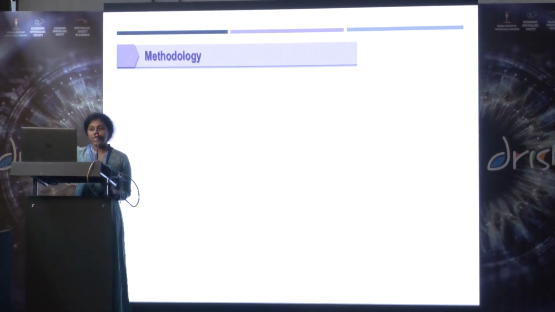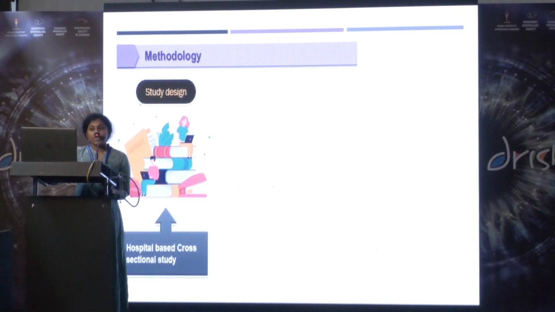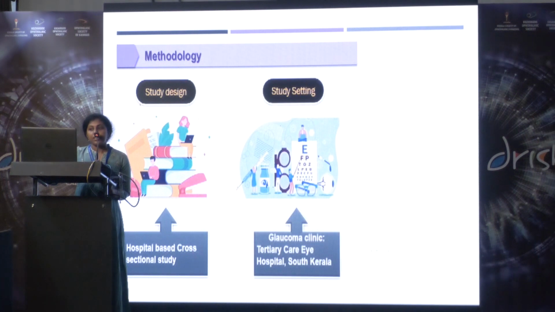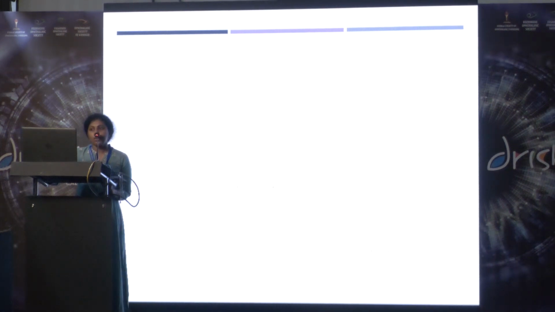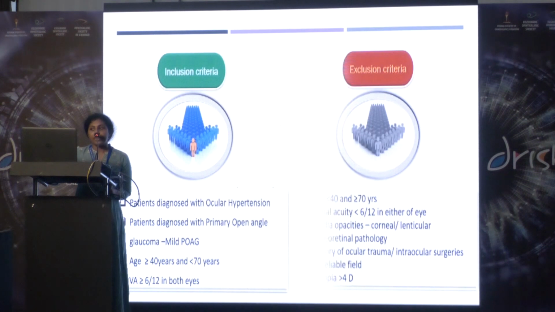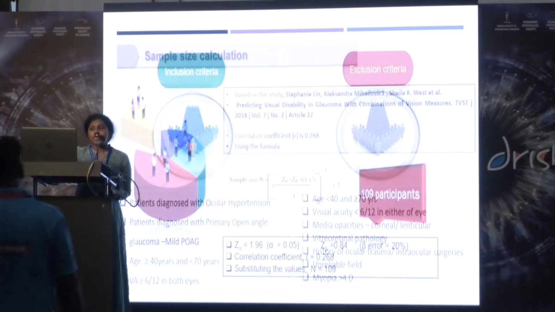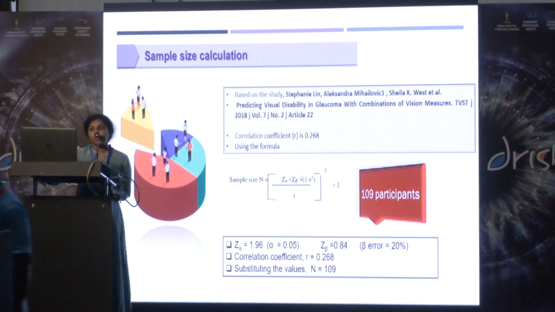Coming to my methodology, it was a hospital-based cross-sectional study done at the glaucoma clinic of a Tertiary Care Eye Hospital in South Kerala, and the study period was 1 year. These were my inclusion and exclusion criteria. The sample size was calculated based upon the study by Stephanie Lin et al., and it came to be 109.